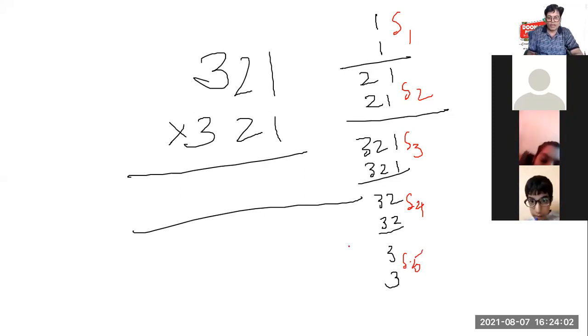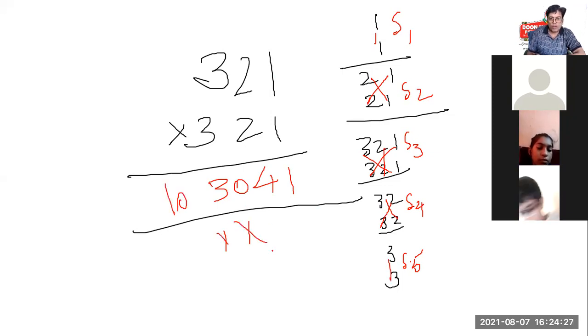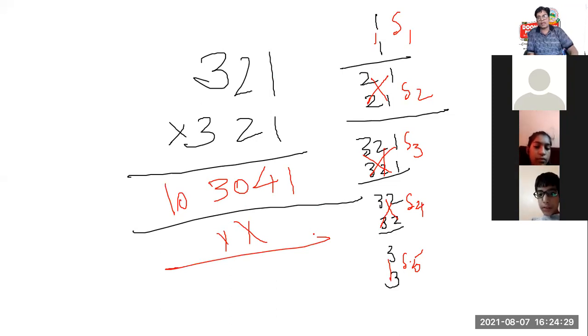What will be the answer first? 1 1 ja 1, 2 1 ja 2, 4, 3 1 ja 3, 2 2 ja 4, that is 10, carry over 1. Now 3 2 ja 6, 12 and 1 13, carry over 1. Now 3 3 ja 9, 9 and 1 is 10. Got it? Clear?